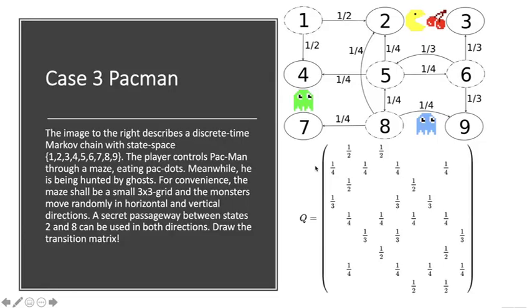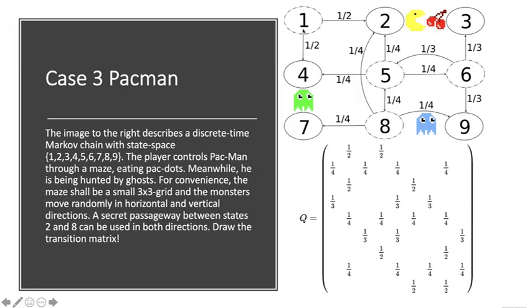Okay. Case number 3 is Pac-Man. I think everybody knows Pac-Man, right? This is Pac-Man eating, and there are ghosts here. The image on the right describes a discrete time Markov chain with the state space 1, 2, 3, 4, 5, 6, 7, 8, 9, 10. So there will be 9 states in the state space, and this also 9.